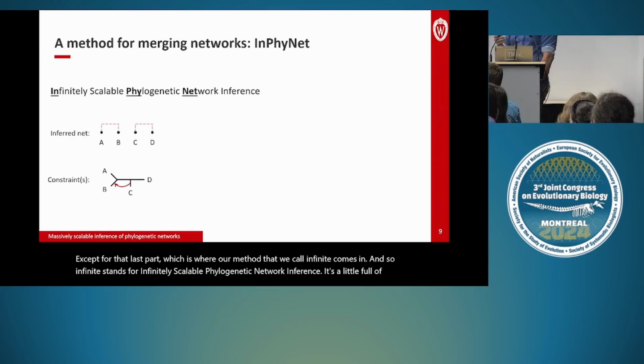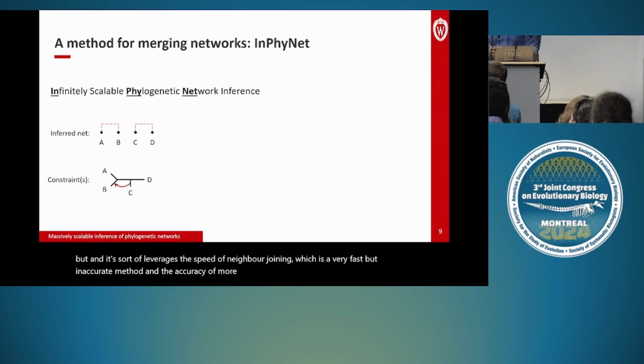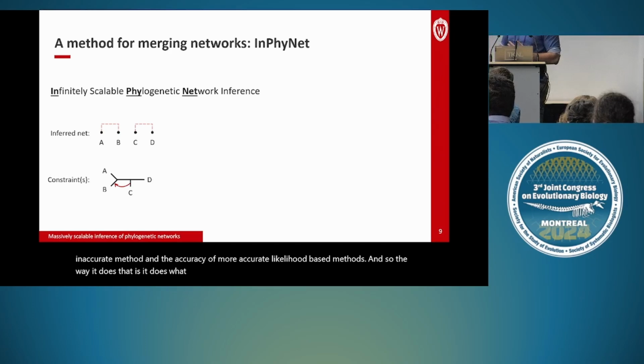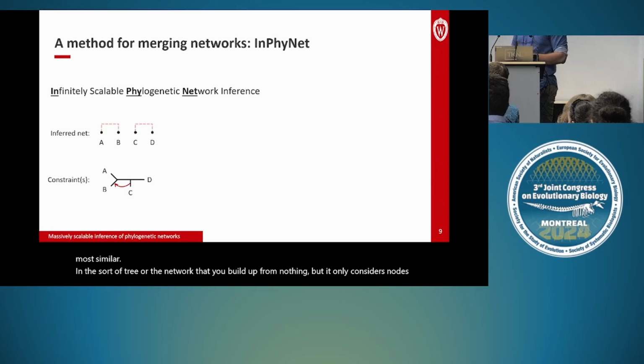But it sort of leverages the speed of neighbor joining, which is a very fast but inaccurate method, and the accuracy of more accurate likelihood-based methods. And so the way it does that is it does what neighbor joining does, where at each iteration, it merges the 2 most similar nodes in the tree or the network that you build up from nothing. But it only considers nodes that are siblings in your constraint networks.